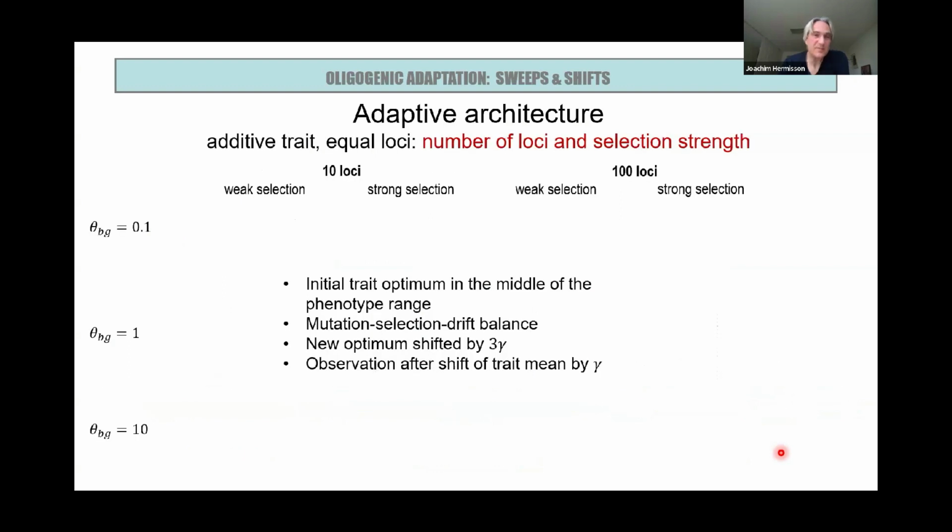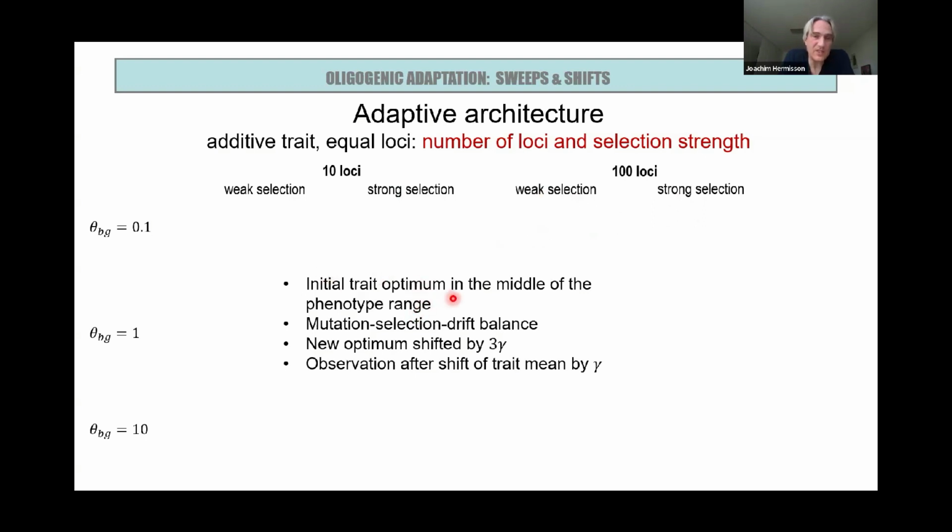Good. Okay, so that was an overview. Now let's do a little bit more to show you that it's really mostly the mutation rate that matters. We consider an additive trait with equal loci, and this is a slide to check the dependence on the number of loci that underlie the trait and the selection strength. So we have this one case with 10 loci as before, and we have 100 loci here. We will consider weak selection and strong selection for both of them.